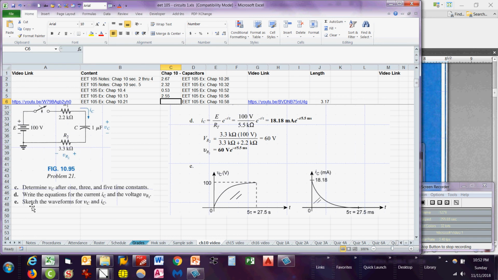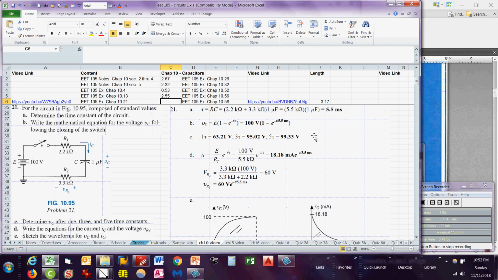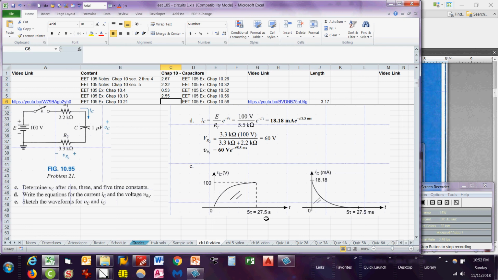And then the last part is sketch the waveforms for VC and IC. VC is going to be charging up, and at 5 tau we say that pretty much the capacitor is charged up after 5 time constants. So you're given that tau is 5.5. 5 times 5.5 is 27.5. And then it's going to charge up to 100 volts. So this is all they were looking for in that sketch.